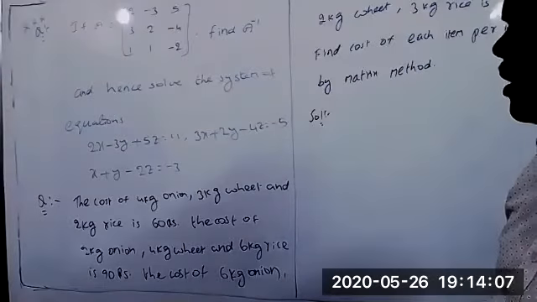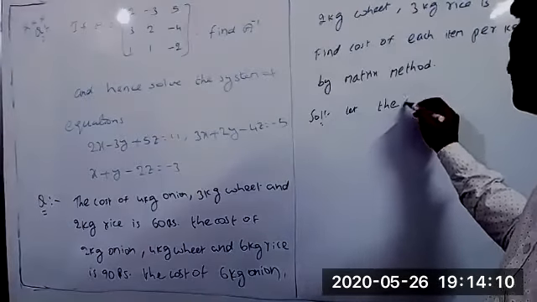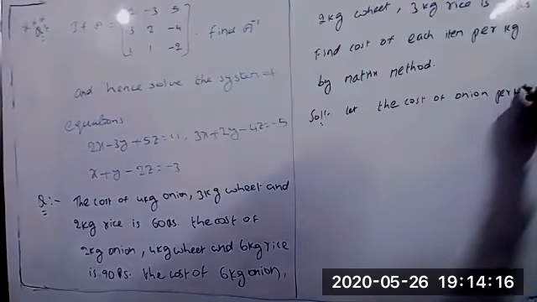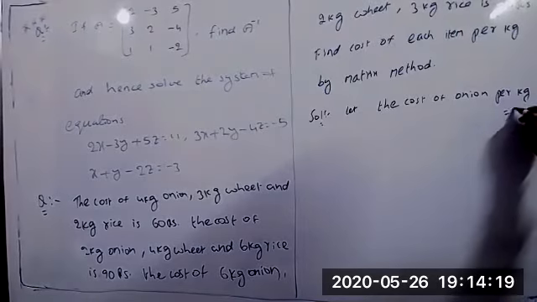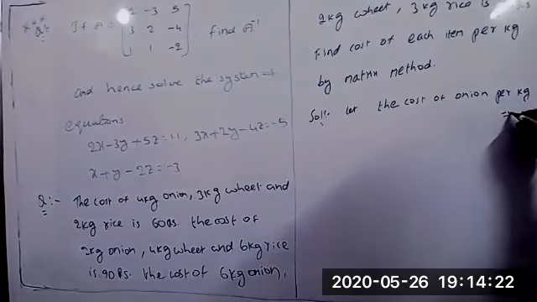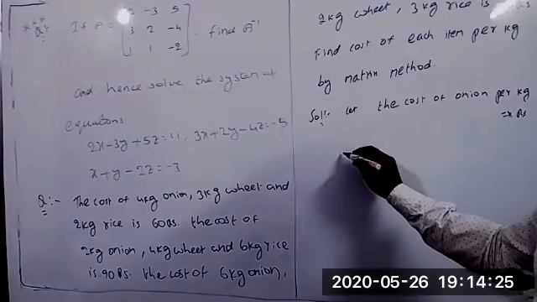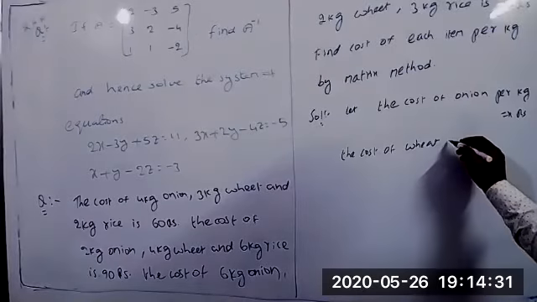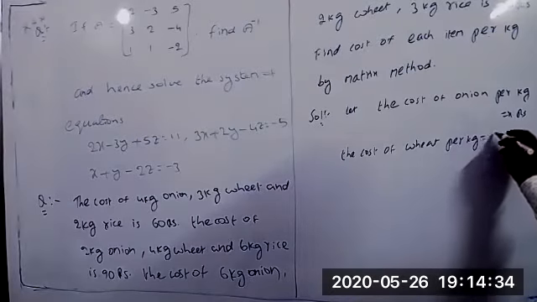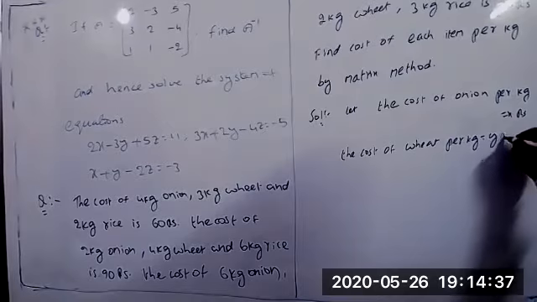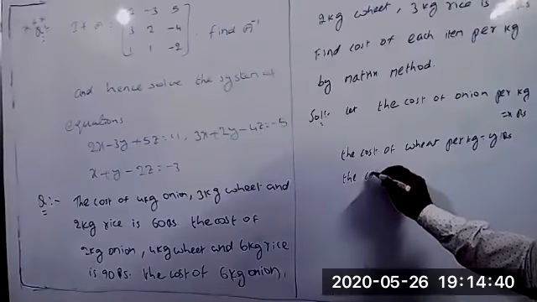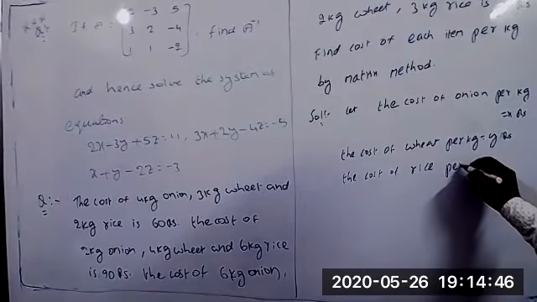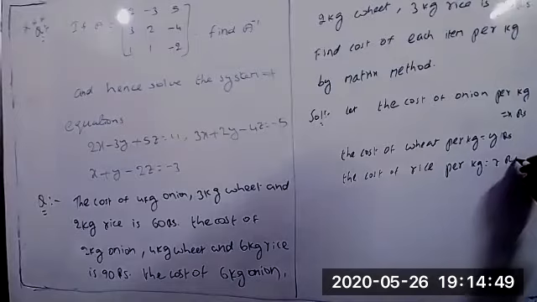So let the cost of onion per kg equal x rupees. In the same way, the cost of wheat per kg equal y rupees. In the same way, the cost of rice per kg equal z rupees, you can take.